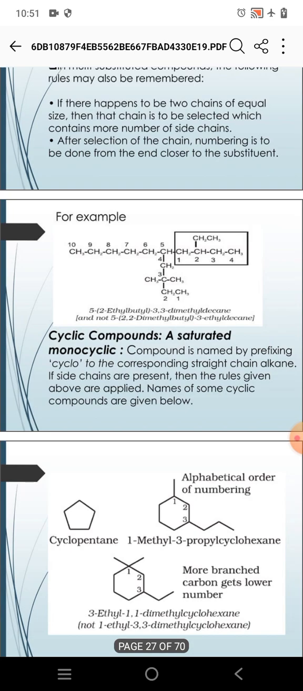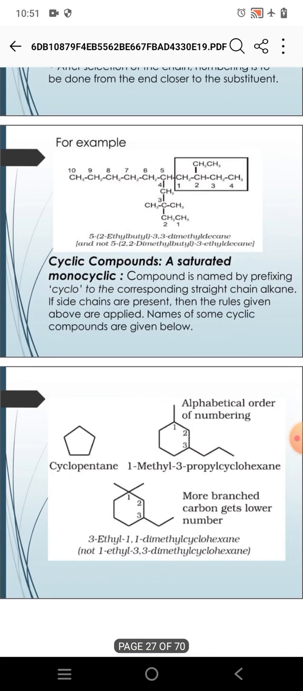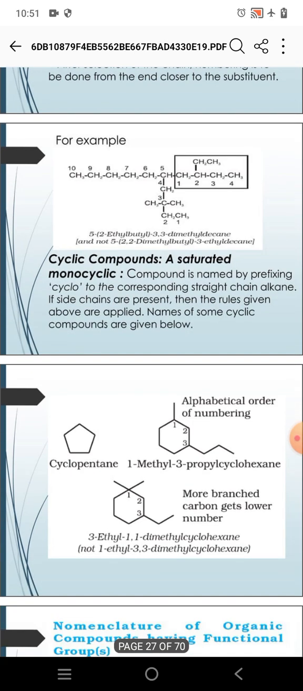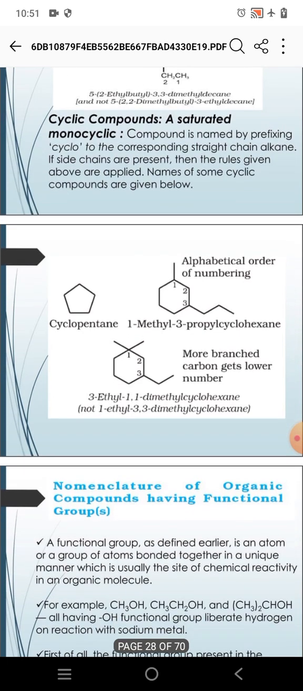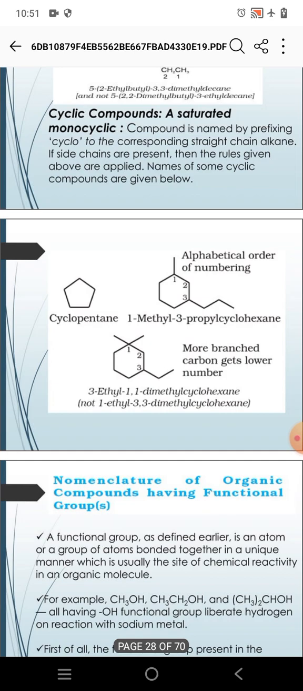Okay. Next, after selection of the chain, numbering is to be done from the end closest to the substituent. For example, there is a big structure and the name is 5-(2-ethylbutyl)-3,3-dimethyldecane, not 5-(2,2-dimethylbutyl)-3-ethyldecane. Okay.